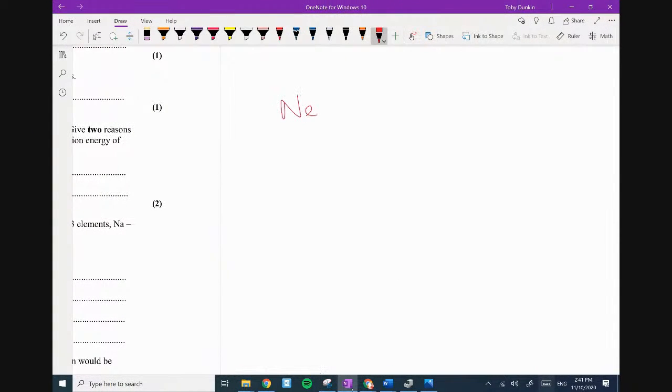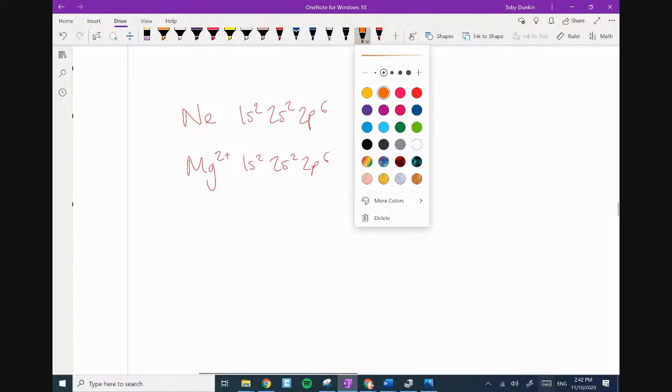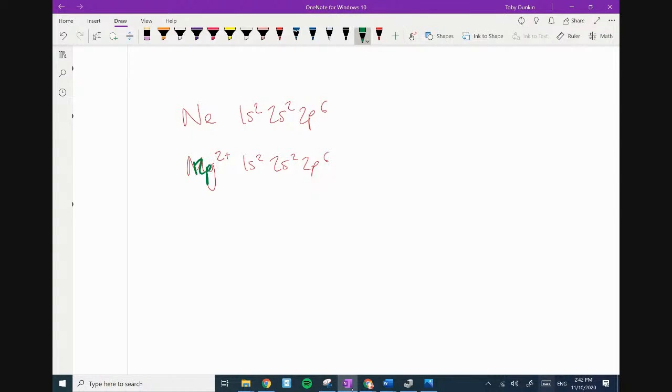Right, so neon's electronic configuration is 1s2, 2s2, 2p6. Oh, okay, I can see what they're doing. Magnesium 2+. So these guys are isoelectronic. They've got the same configuration. However, it is easy for us to apply our understanding. Even though they've got the same configuration, magnesium has 12 protons versus neon having only 10. First mark.